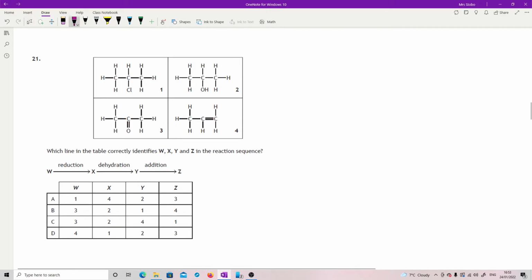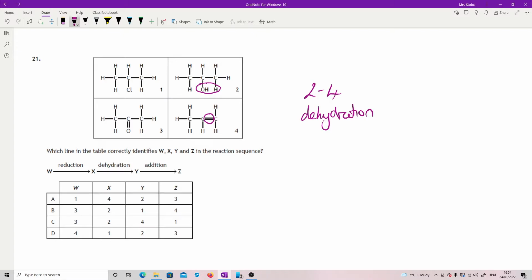Question 21. Which line in the table correctly identifies W, X, Y and Z in the reaction sequence? I looked at this one, and the first thing I did was look for something that I knew was happening, and I think the easiest one is that we have a double bond here on number 4, and that means that I'm expecting that I can make this or break this. Making this, the simplest thing to do would be from number 2, I could dehydrate off water, and that would give me a double bond. So 2 to 4, I am happy would be a dehydration.